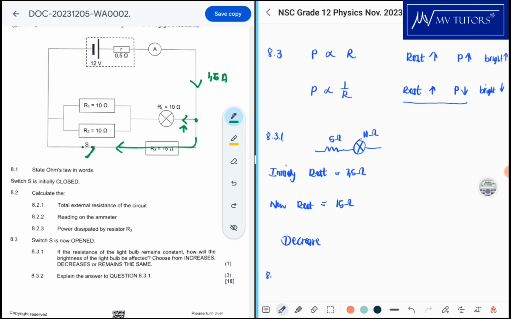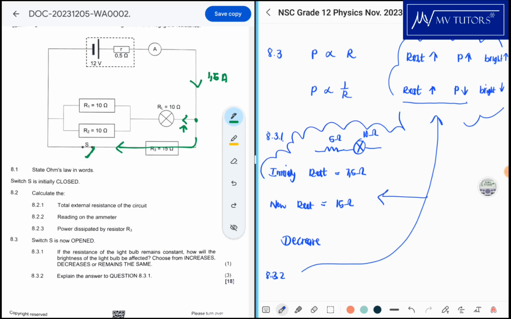And 8.3.2, I think I started with that. It says explain your answer to question 8.3.1. This whole explanation actually accompanied by some bit of calculation. That is why I say that the brightness will reduce.